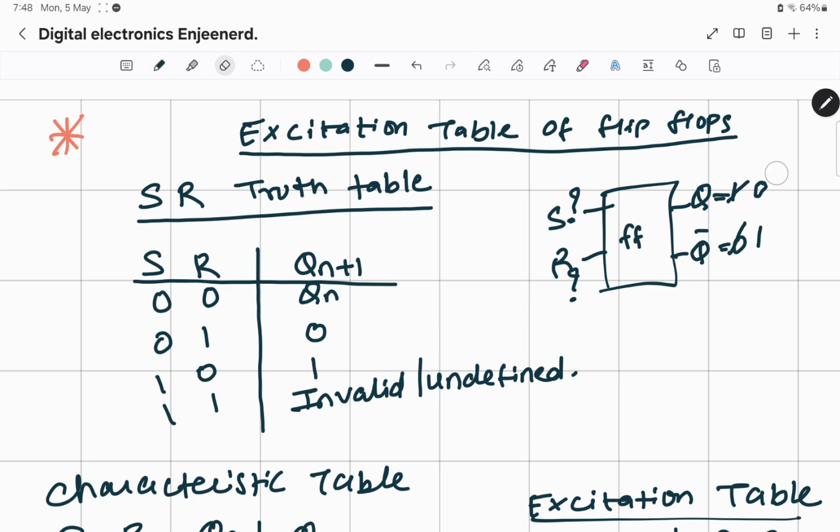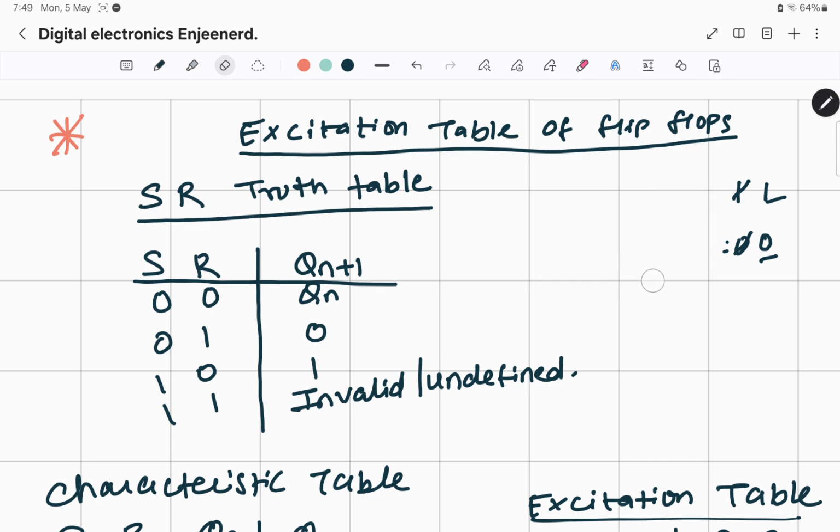It could also be possible that the current state of the flip-flop is 1 and 0, and in the next state I want to keep Q as 1 and Q bar as 0. I do not want to change. Then what is the input at S and what is the input at R that I should be giving? How should I excite this flip-flop in order to get the required output? That is the meaning of excitation. So let's see how we find the excitation table.